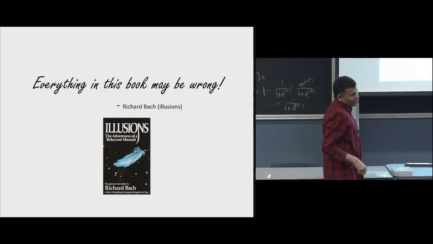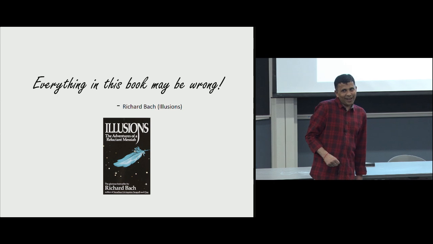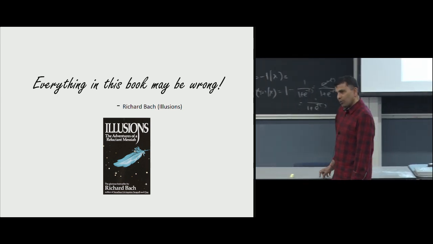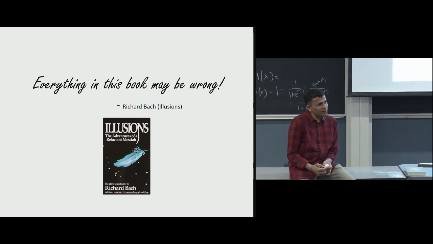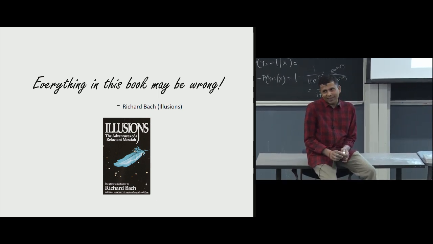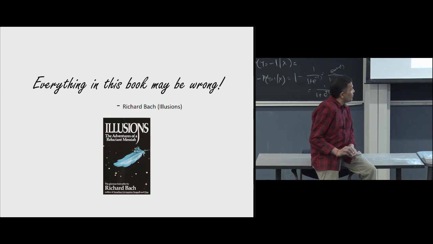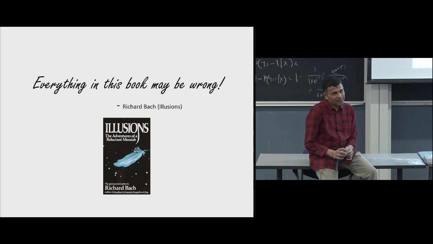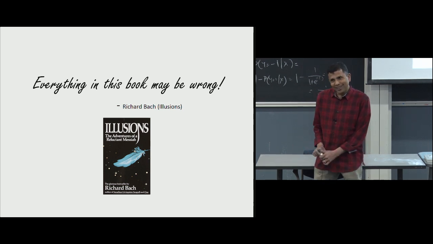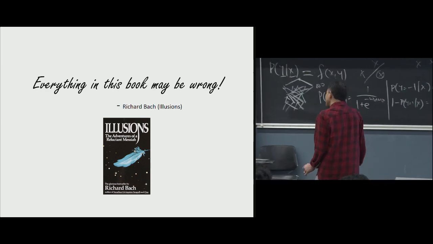Has anyone read this book, Illusions? I highly recommend it. It's a fun book. It's an old book by this guy called Richard Bach, who wrote books called Jonathan Livingston Seagull and Illusions. It's the adventures of a reluctant messiah. And he's got a messiah's handbook with lots and lots of advice. And then the last line in the book is this: everything in this book might be wrong. That holds for pretty much everything we say in life.